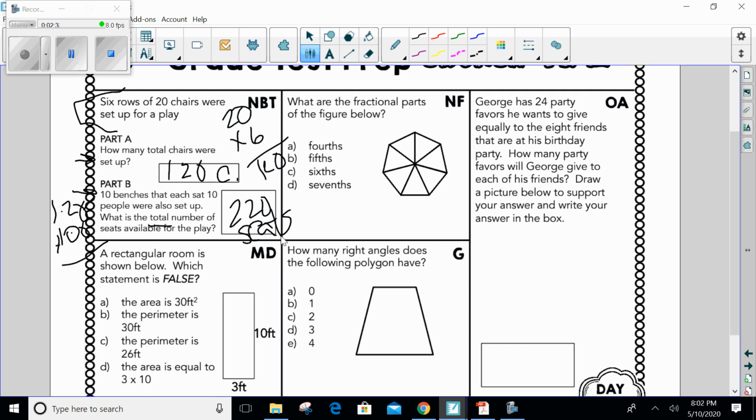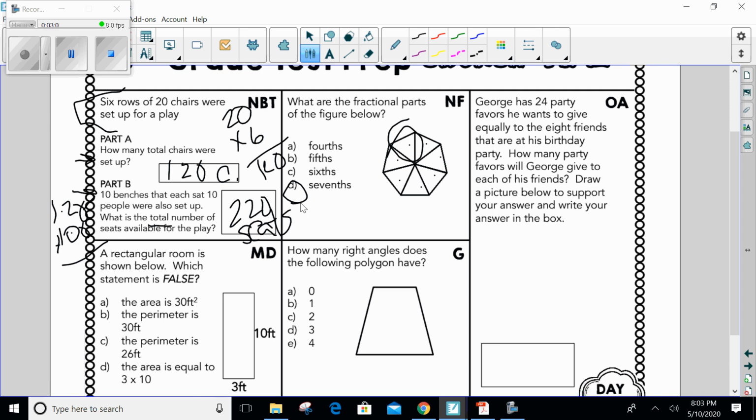All right, now let's go to the next one. What are the fractional parts of the figure below? Fraction means we are breaking up a figure into equal parts. How many equal parts are there? So let's count them. 1, 2, 3, 4, 5, 6, 7. So each of these parts are sevenths because it's broken up into 7 equal parts.